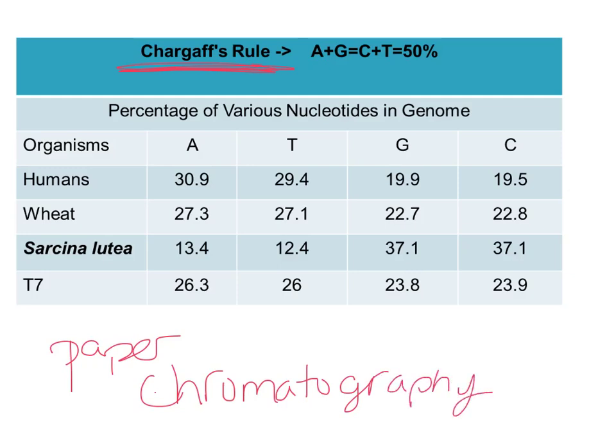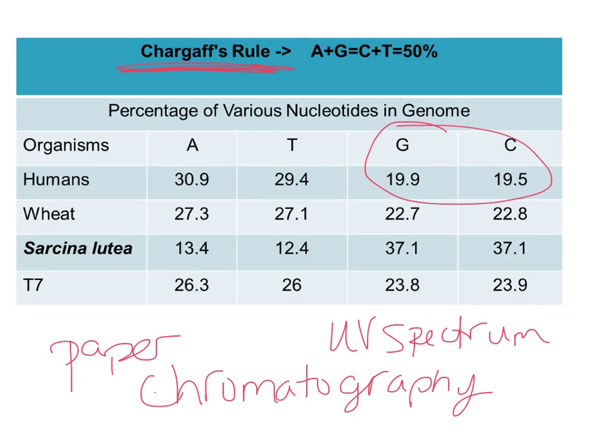Basically separating out pigments. Okay, so he used paper chromatography and an ultraviolet spectrophotometer to be able to determine these base pairing rules. And so what he was able to demonstrate is that organisms have approximately the same number of guanine and cytosine, and then the same number of adenine and thymine. He was also able to determine that these percentages were going to be unique to various species.